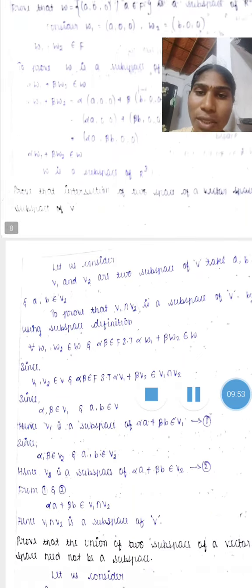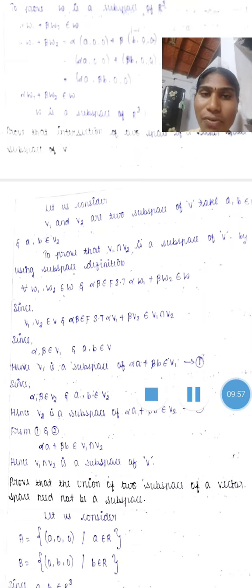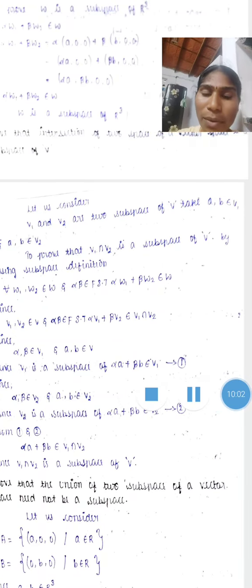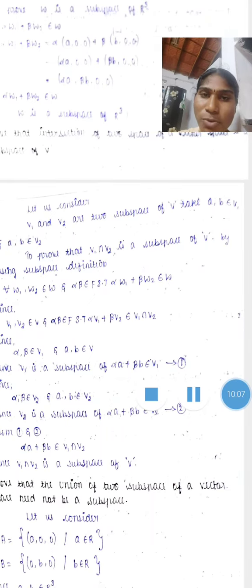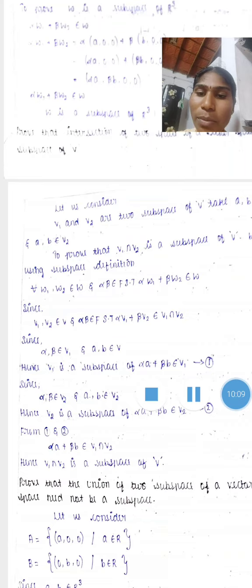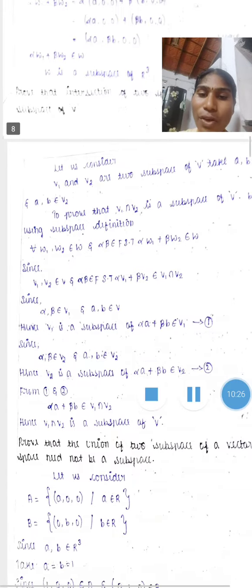Next theorem: prove that the intersection of two subspaces of a vector space is a subspace of V. Let us consider V1, V2 are two subspaces, and a and b belong to V1. To prove V1 intersection V2 is a subspace of V, by using the subspace definition: for all W1, W2 belonging to W and alpha, beta belonging to F, alpha W1 plus beta W2 belongs to W. So we have to prove, for V1, V2 belonging to V and alpha, beta belonging to F, alpha V1 plus beta V2 belongs to V1 intersection V2.